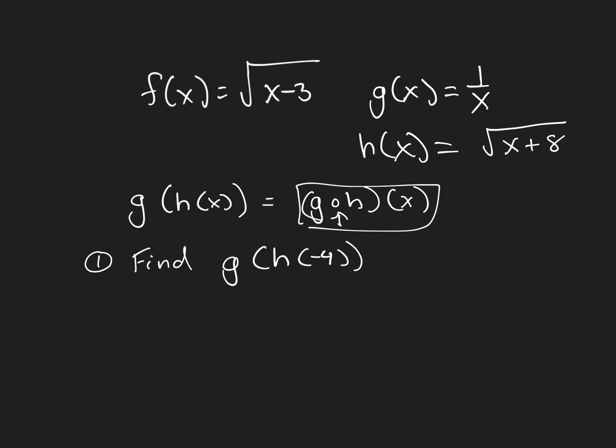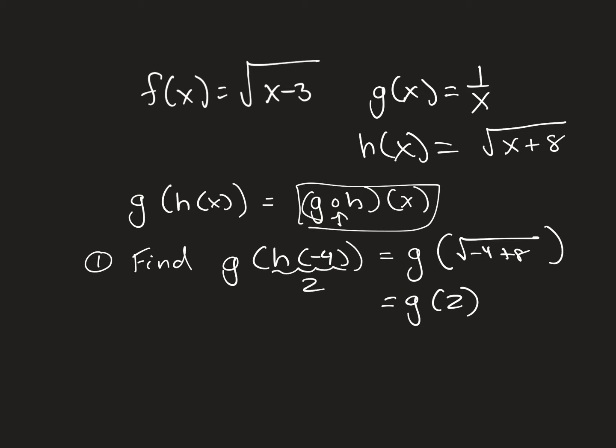To do this, negative 4 first has to go through the inner function, the h function. So I'm putting in negative 4 for x in h: negative 4 plus 8 is 4, and the square root of 4 is 2. So this comes down to finding g of 2, because h of negative 4 ended up being 2. Putting 2 in for x in the g function, I get a half. That's evaluating a composition at a particular x value.